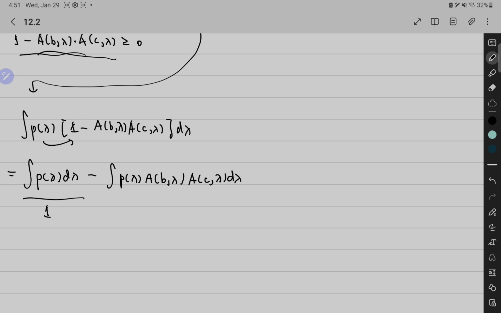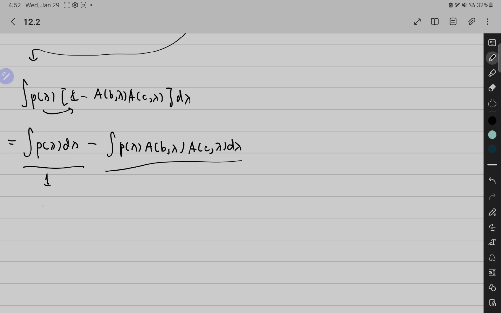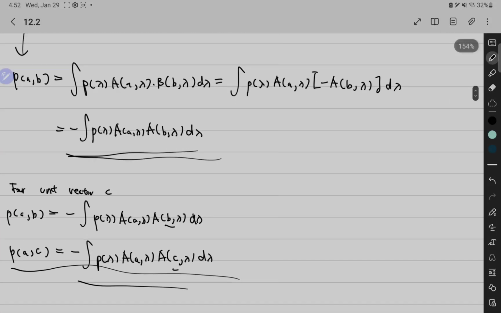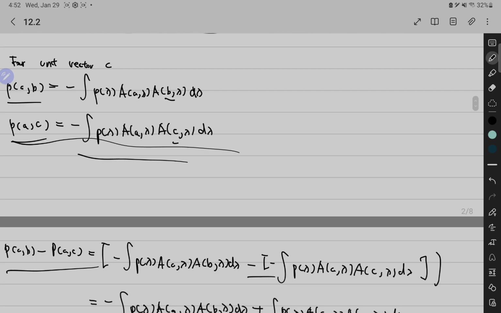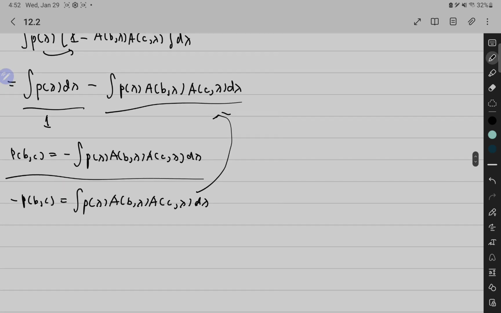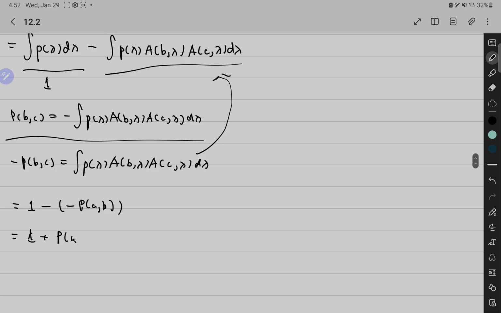So the important thing to look at is this. We know that P(B,C) is going to be negative the integral of ρ(λ) A(B,λ) A(C,λ) dλ, right? Where do I get this? If you go all the way back up, it's similar logic, but you have to replace it with B and C. Same logic. So this is negative, right? So negative P(B,C) is equal to positive the same thing. And this is what we want to replace the expression we have here. So now this is equal to 1 minus P(B,C), which is 1 plus P(B,C).